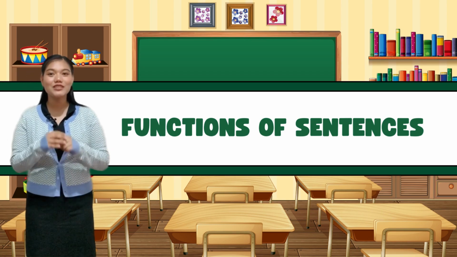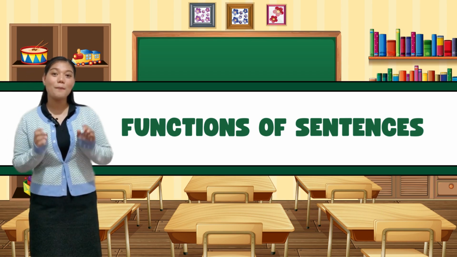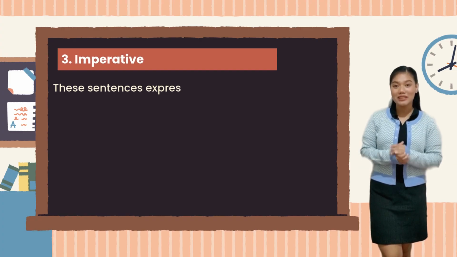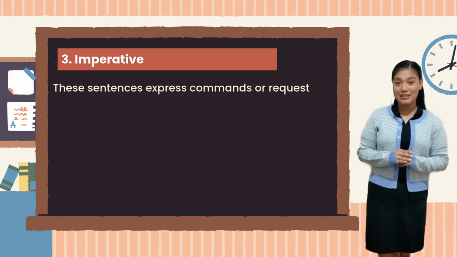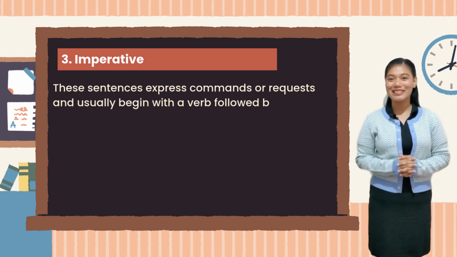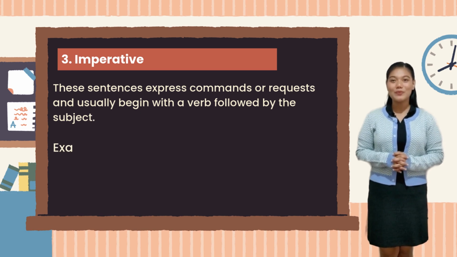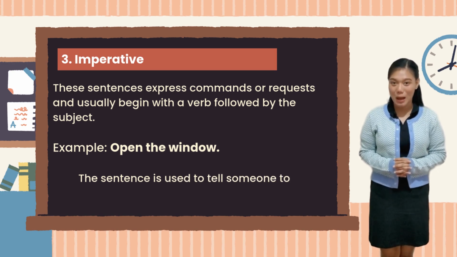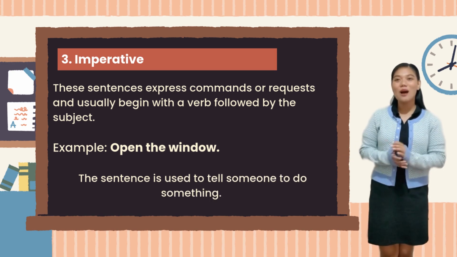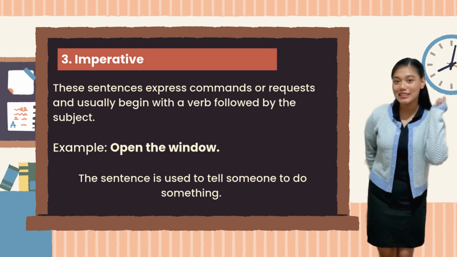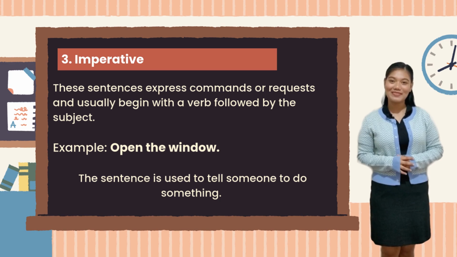Now, let's proceed to the third one, which is imperative. An imperative sentence expresses commands or requests and usually begins with a verb followed by the subject. For example, open the window. This sentence is used to tell someone to do something. Another example, turn on the lights, or you should listen carefully.